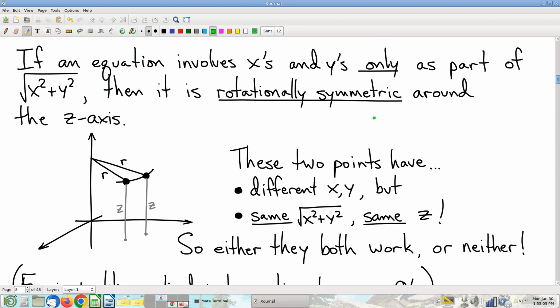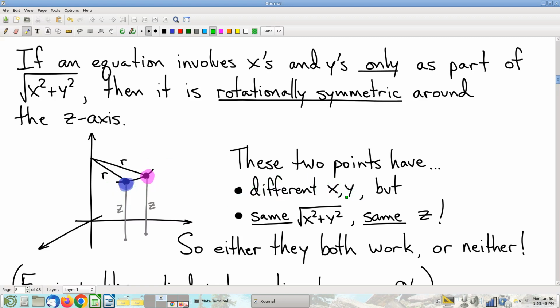So let's consider the following scenario. Got a point there, and now let's imagine what happens when I rotate it around the z-axis, and among other things, I will get this point over here. Now these 2 points have different x's and y's. These are very importantly different points, and so you wouldn't think you could plug them into the same equation and they would always be together. They either both work or they neither work. What are the odds? They're different points, right?